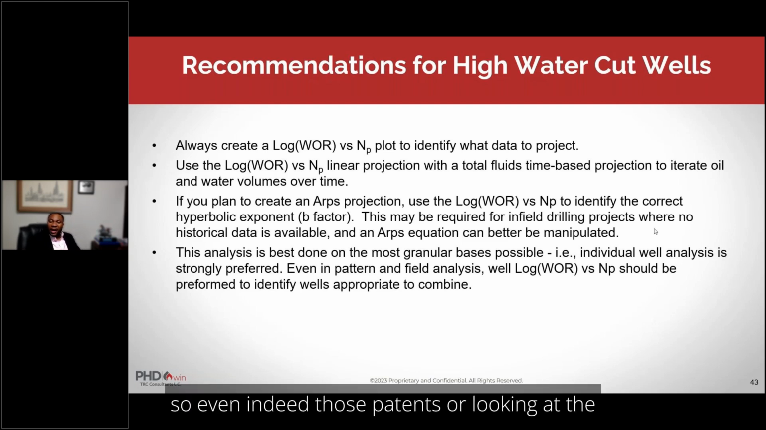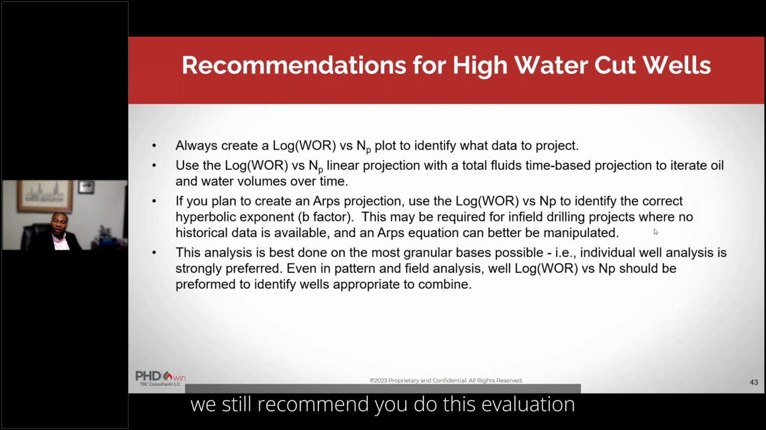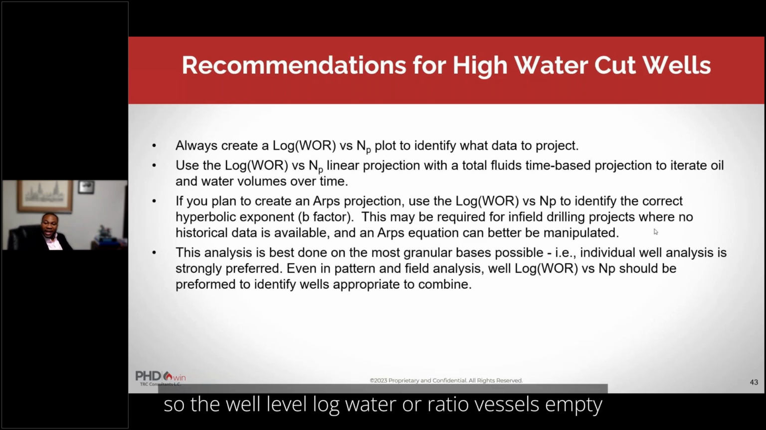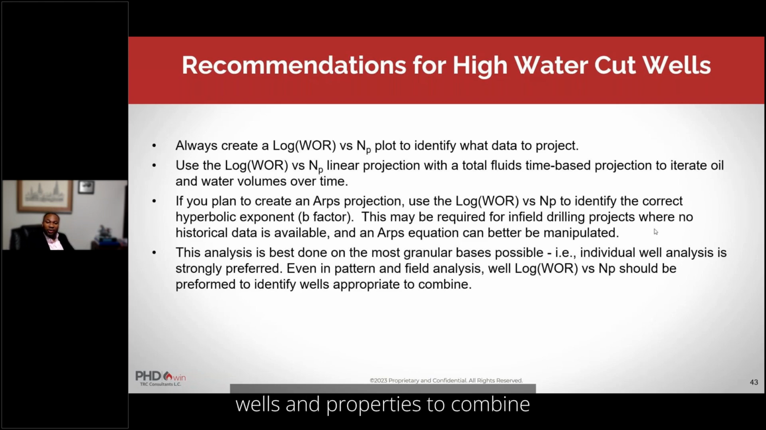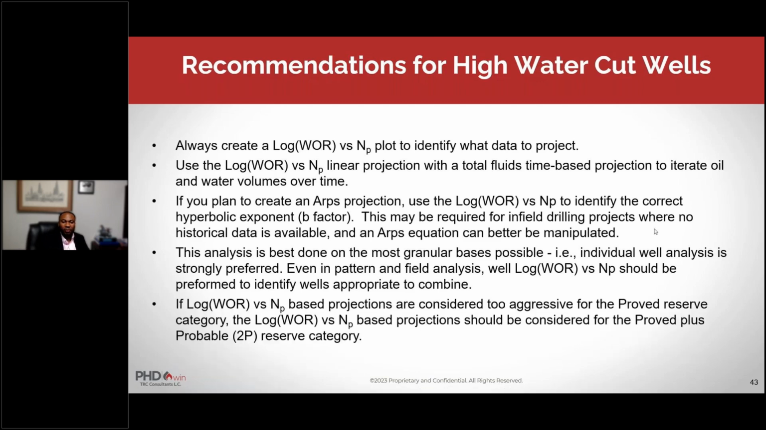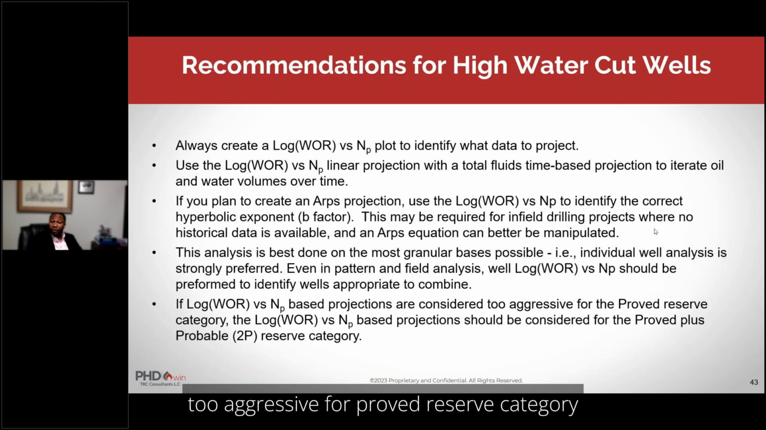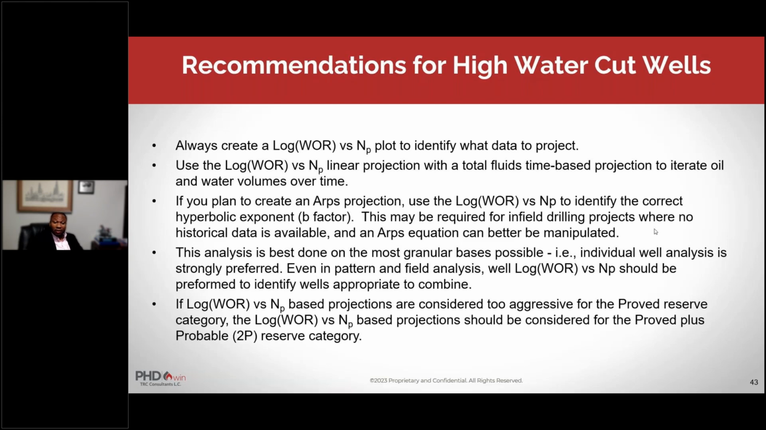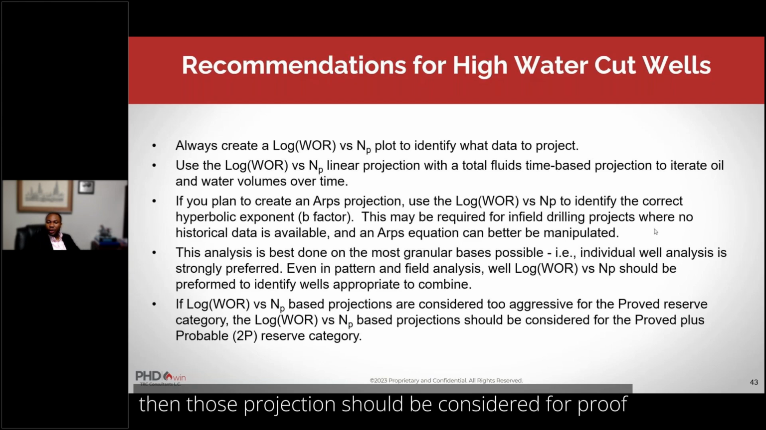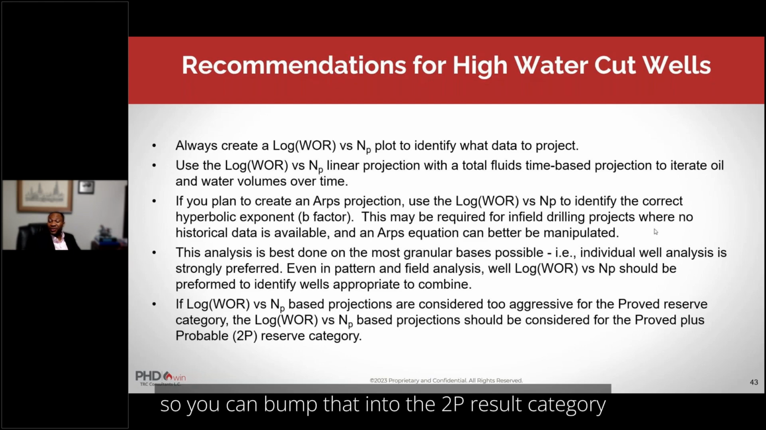So even in those patterns or when looking at the entire reservoir level, we still recommend you do this evaluation at the well level. The well level log water oil ratio versus NP should be performed to identify wells appropriate to combine. If log of water oil ratio versus NP projections are considered too aggressive for the proved reserve category, then those projections should be considered for proved plus probable. So you can bump that into the 2P reserve category.